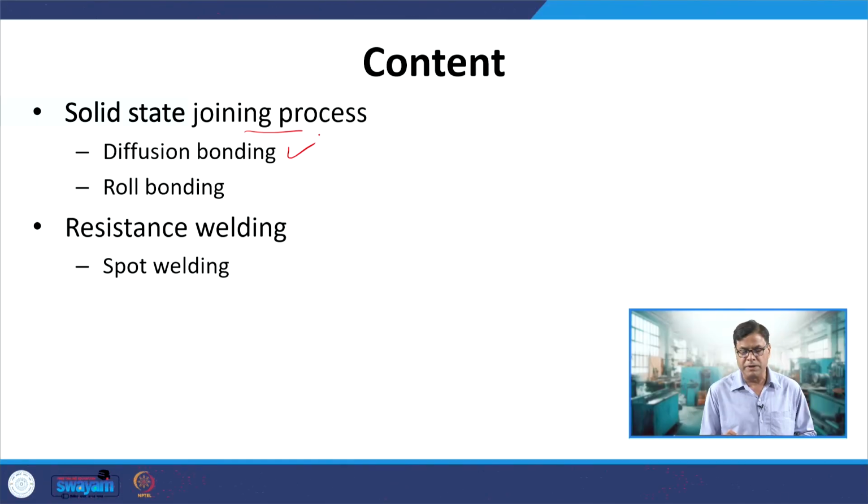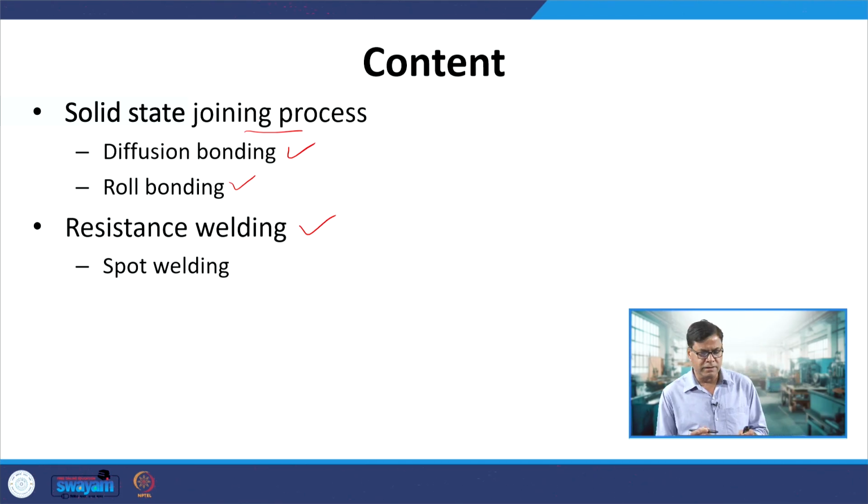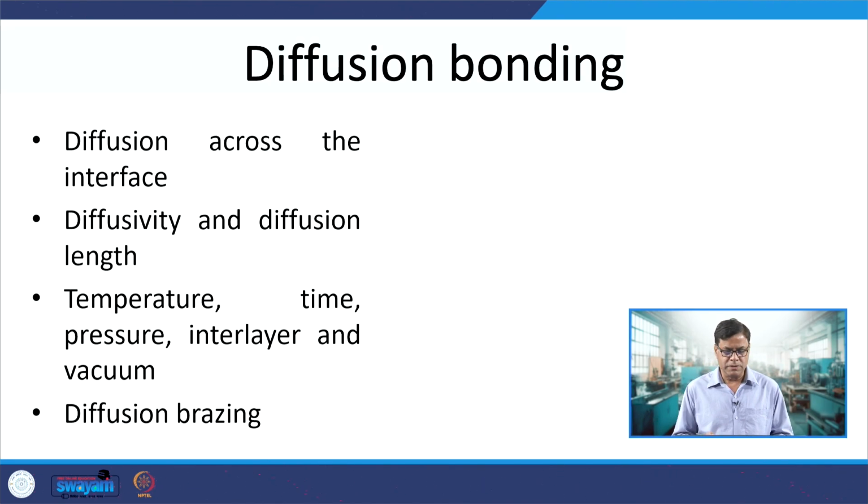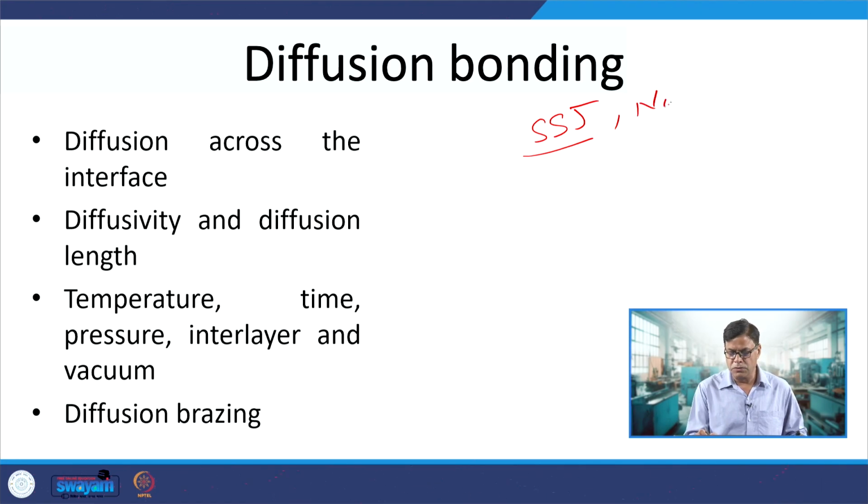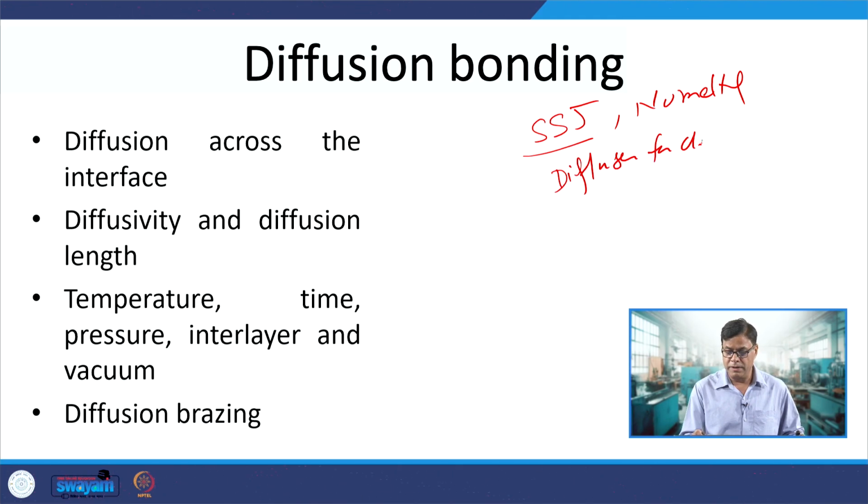Okay. So, as far as the content is concerned, in the solid state joining category, we will be talking about diffusion bonding and then roll bonding first, and thereafter the principle of resistance spot welding and the relevant steps and process parameters that control and govern the joint quality. As far as diffusion bonding is concerned, this is a solid state joining process where there is no melting. This process relies primarily on diffusion for development of the bond at the interface.